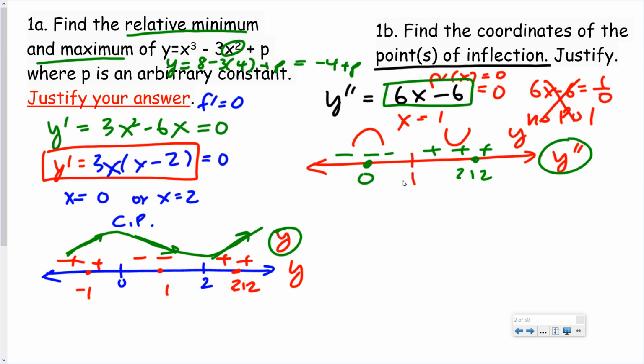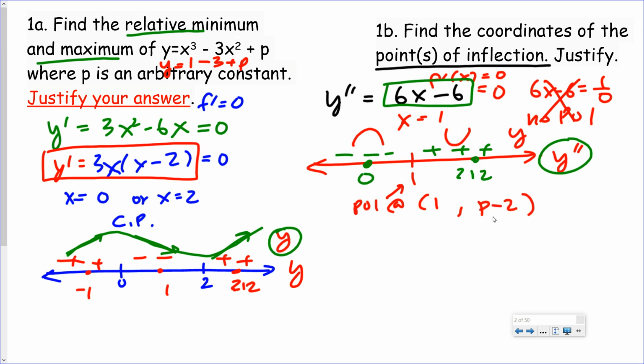So now I have to decide, is there a POI at x equals 1 or not? Yes. Why is that? Well, I'll justify it in a second. If the POI is at x equals 1, what's the y value? Remember, it's a point of inflection, so you got to give me a point. What's the y value of that point? You plug into your y here. Make sure you understand. I'm going to plug into my y here, not my y prime, not my y double prime, because I'm trying to find the POI on f. This is going to be 1 minus 3 plus p, which is what, guys?